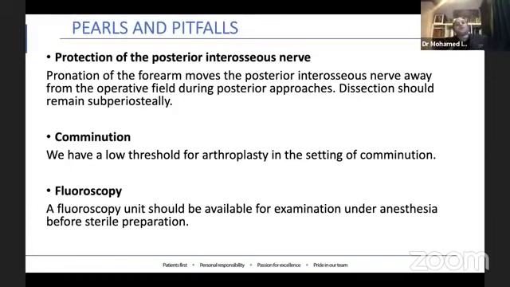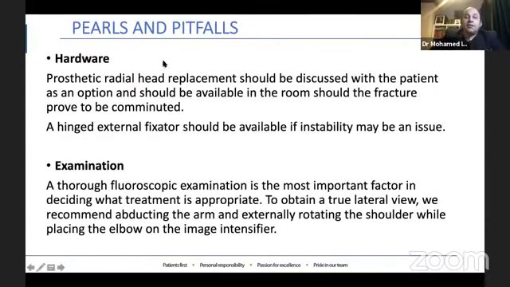You have to have a low threshold for arthroplasty if there is comminution. Fluoroscopy is important, and I always examine these patients under anesthesia whenever I have to. Actually, all the time I do that. We also have to be extra cautious about the prosthetic radial head replacement. You should maintain the height as much as you can and never overstuff. A hinged external fixator has to be considered in these cases; you will have to do that at least in one out of, I'm not sure how many.